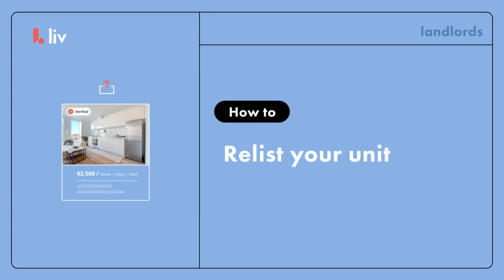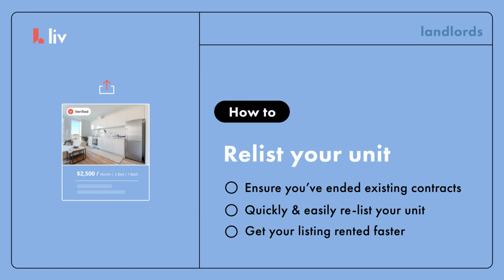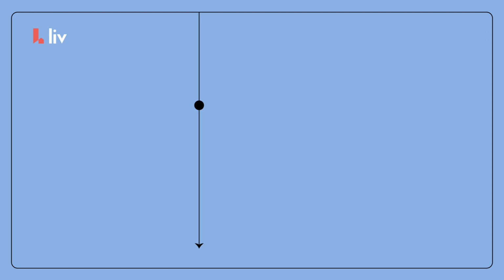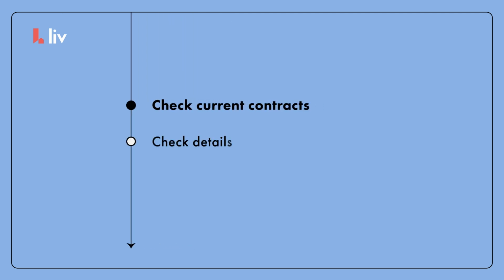In this short landlord how-to video, we'll be showing you how you can quickly and easily relist your rental property. When your unit becomes vacant, it's important to get it back on the market as fast as possible to save you time finding new renters.